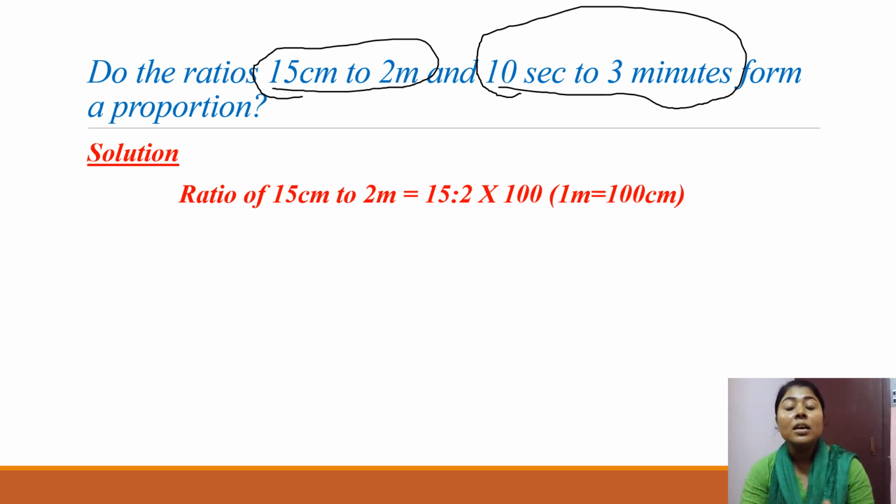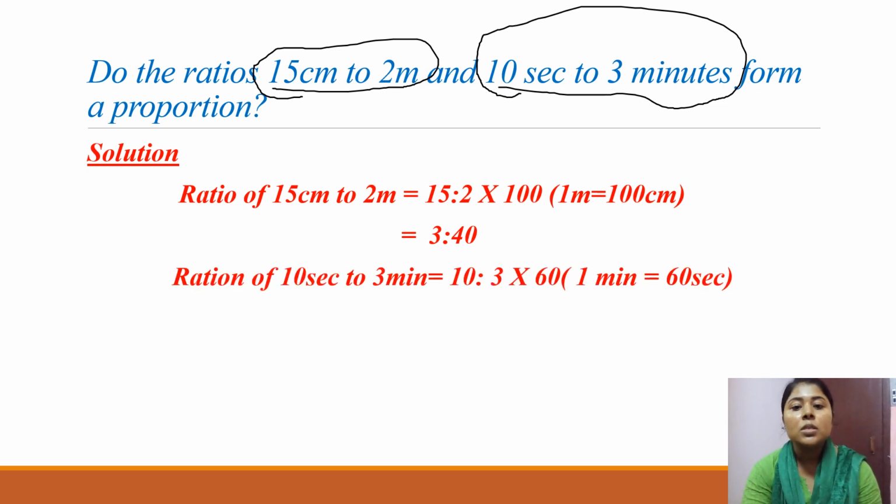Similarly, we can do the second ratio, which is 10 seconds to 3 minutes. For the 3 minutes, we need to convert the 3 minutes to seconds. For 1 minute, how many seconds? It's a known concept. We know 1 minute is 60 seconds. So after cancellation, 15 is to 200, we got 3 is to 40.